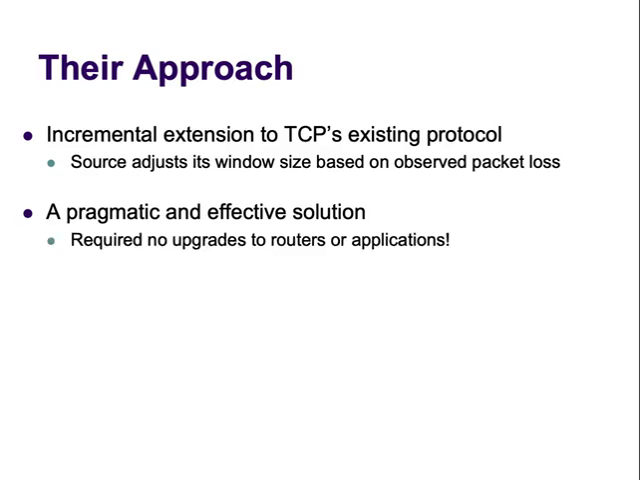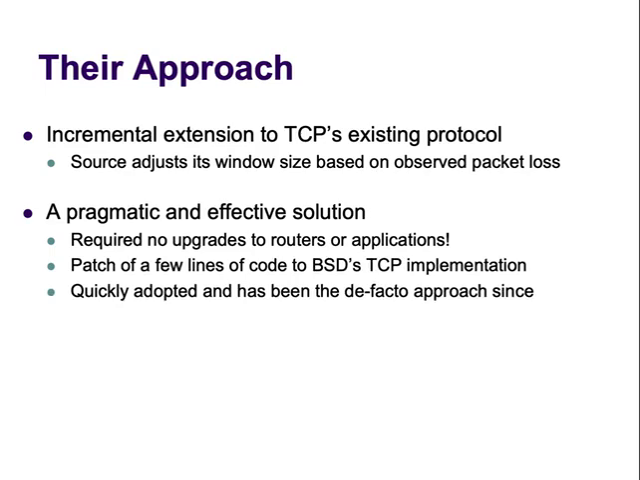It was pragmatic in the sense that the solution they came up with required no upgrades to routers or applications. And actually, you don't even have to upgrade both sides of the TCP connection. You just need to upgrade the sender side. And it was really a patch of a few lines of code in the Berkeley Unix code base. And so in a matter of months, pretty much everyone on the internet had adopted their congestion control algorithm and was running it. So it's a nice lesson on wisdom in system design.